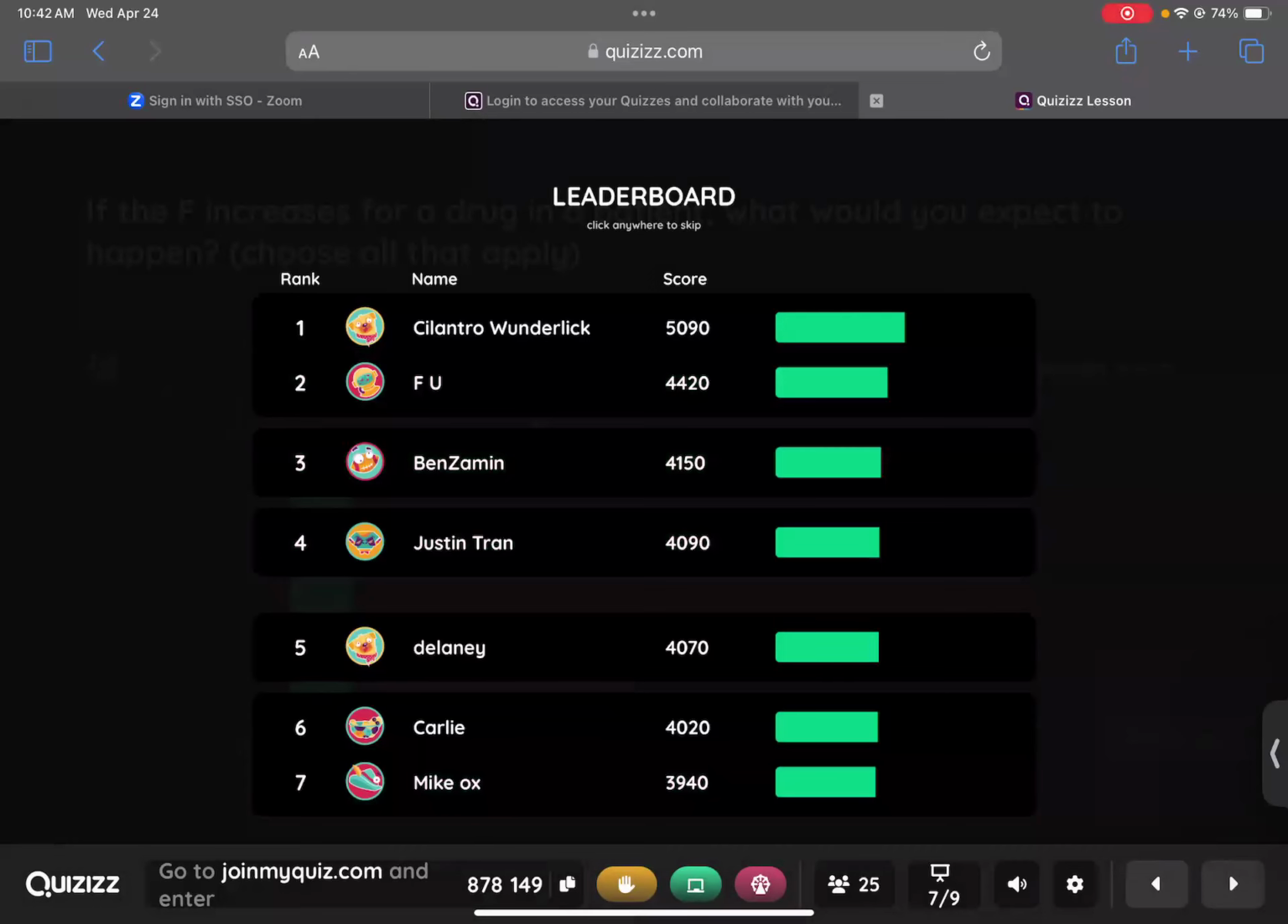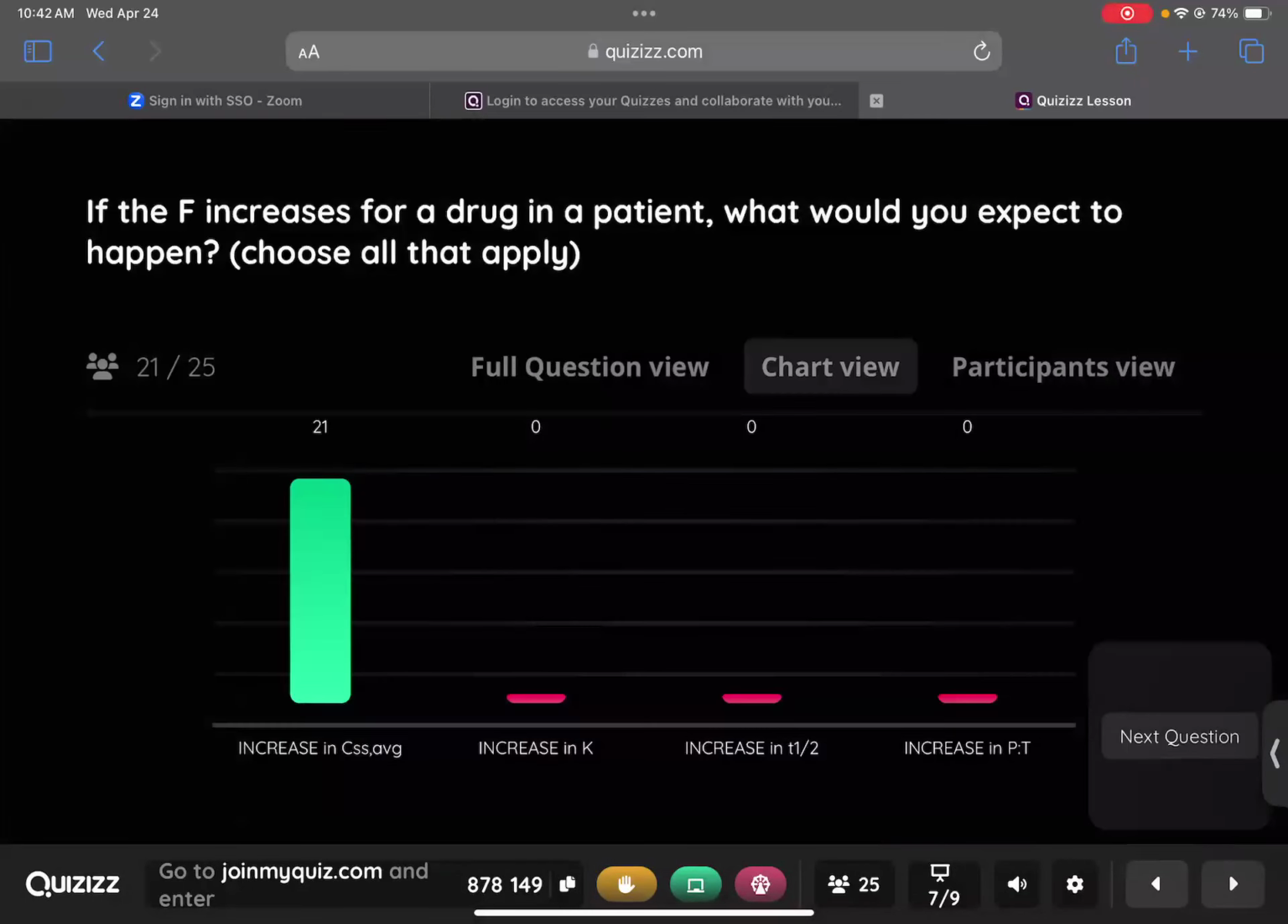Alrighty, cilantro holding strong, 100%, excellent. Absolutely, because bioavailability is a determinant of CSS average, drug in over drug out. Is K dependent upon bioavailability? No, it's just clearance and volume, right? Half-life, same thing. Remember, half-life is just the inverse of K, so same determinants. Peak to trough ratio is also determined by K and dose interval, which we control. None of these things involve bioavailability. Good.